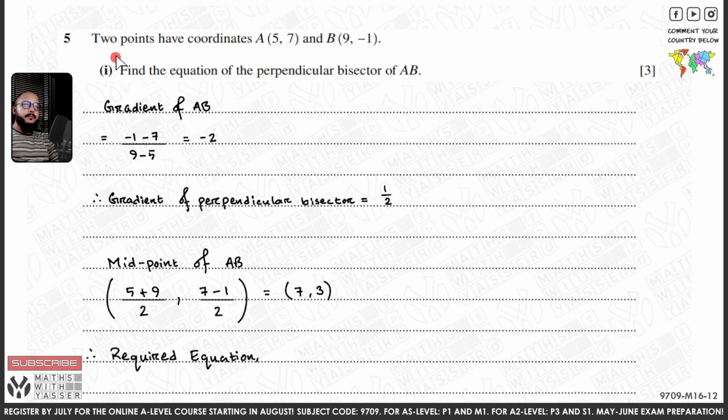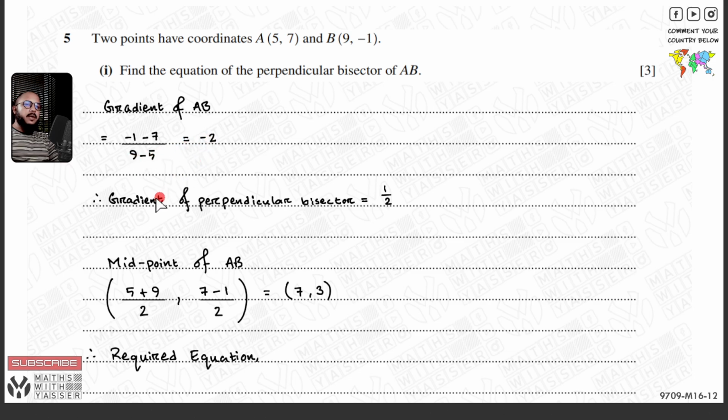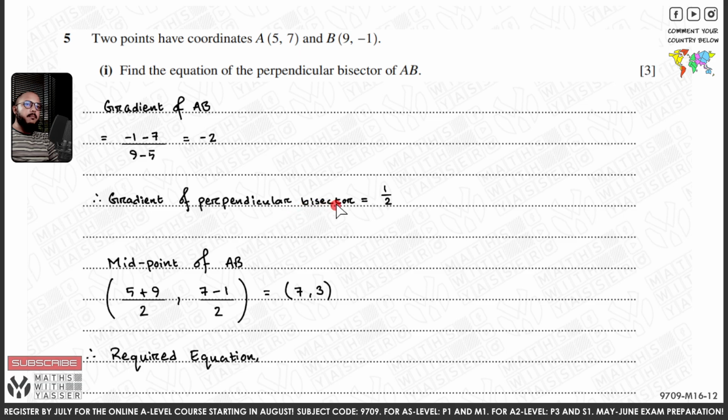Question number 5. 2 points have coordinates A (5, 7) and B (9, minus 1). We need to find the equation of the perpendicular bisector of AB. First, let's find the gradient of AB. That will be y2 minus y1 over x2 minus x1, which means minus 1 minus 7 over 9 minus 5. That gives us negative 2. So the gradient of the perpendicular bisector must be the negative reciprocal of this number, which gives us positive half.